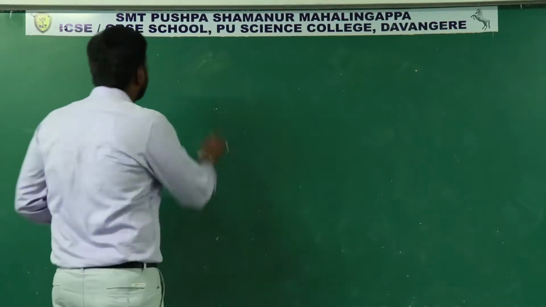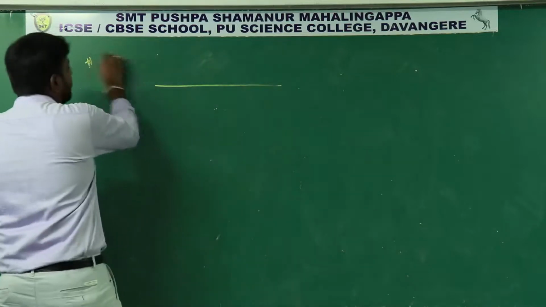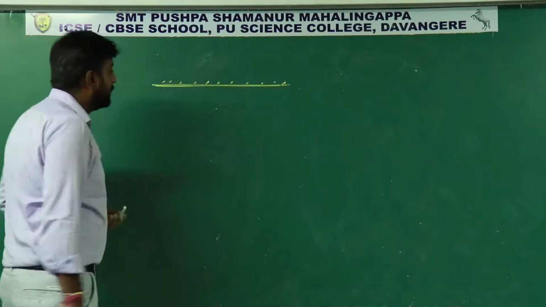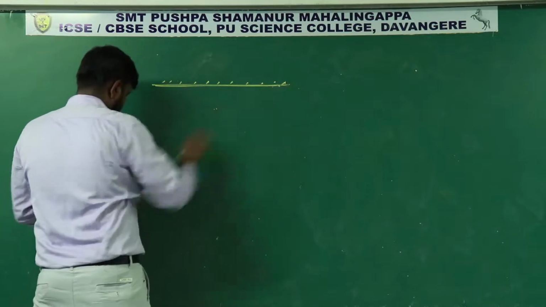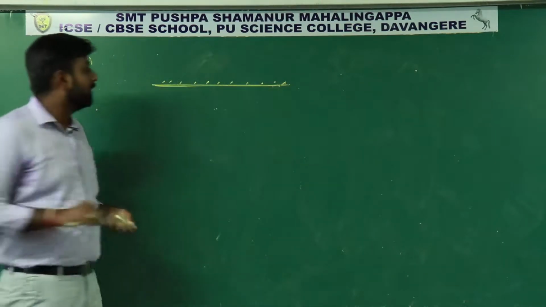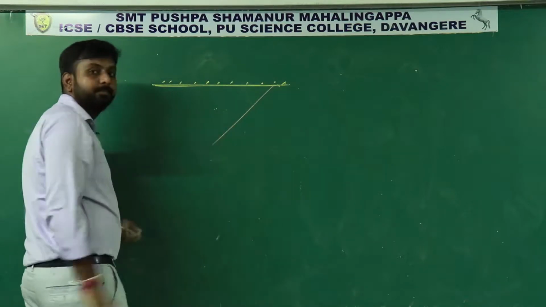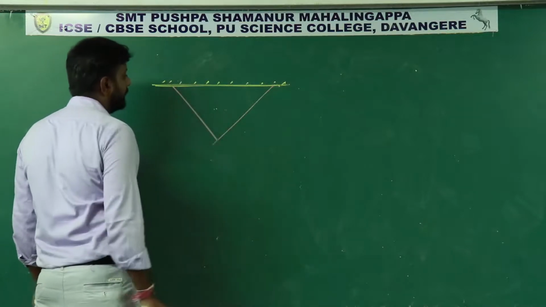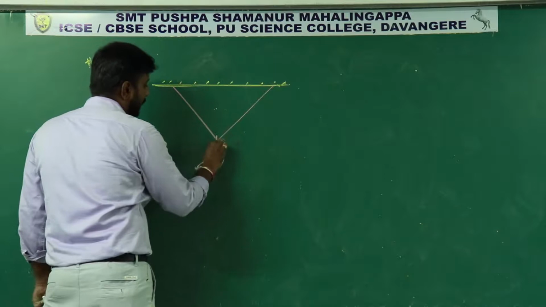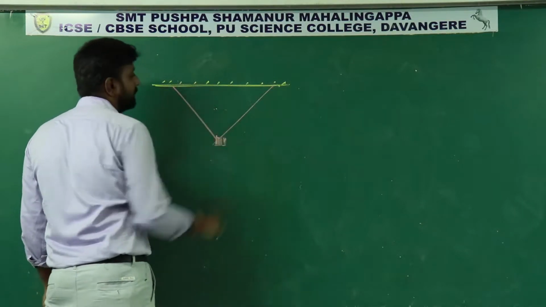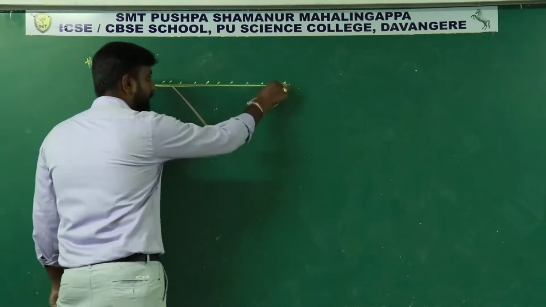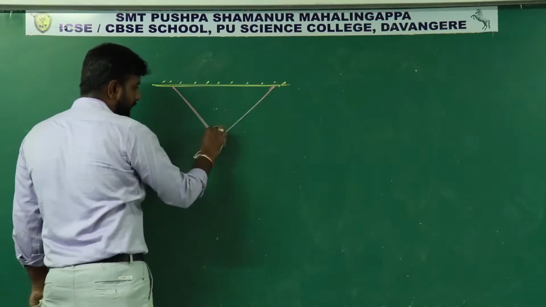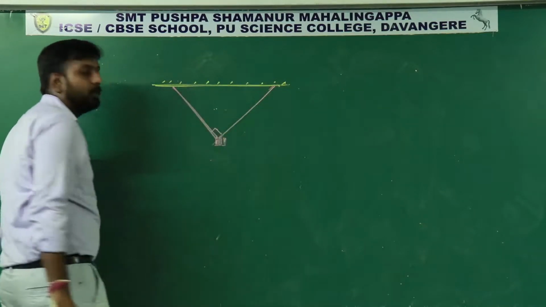So listen here. This is a rigid support, and this is one string, then this is another string. Here there is an object. The angle between these two strings is 90 degrees, perpendicular.